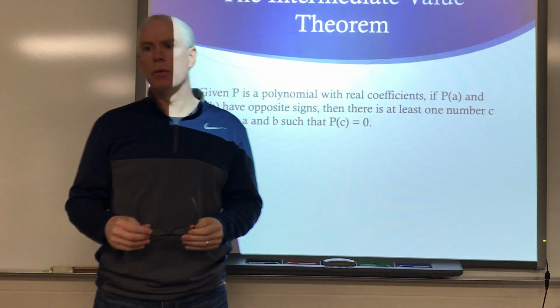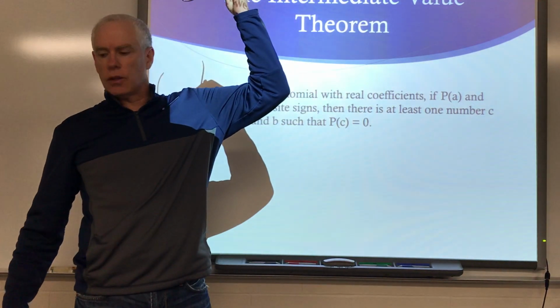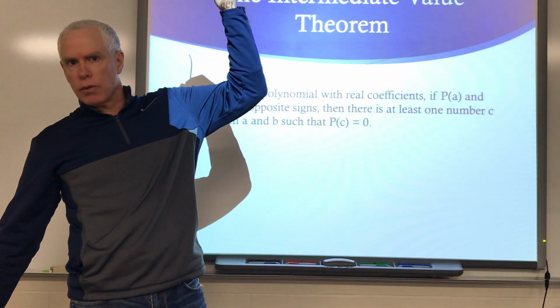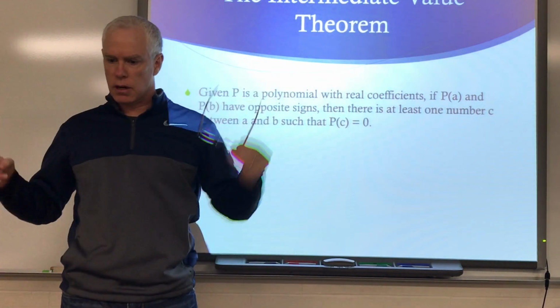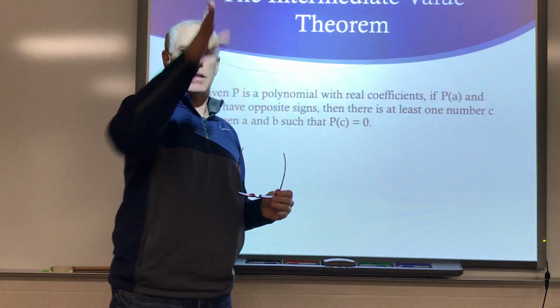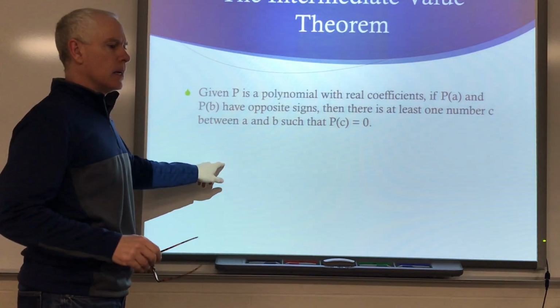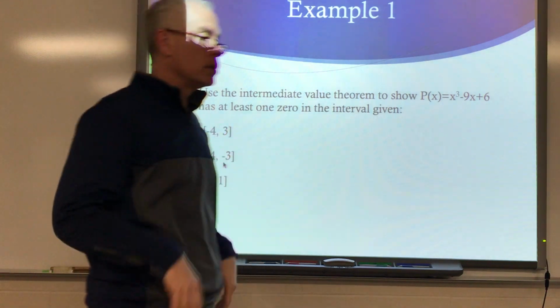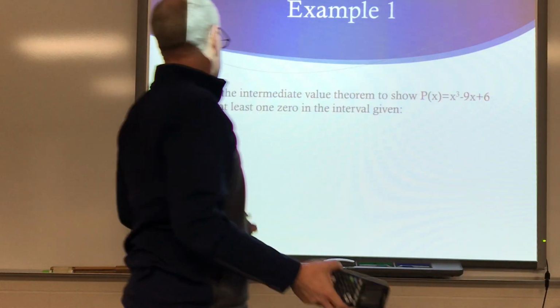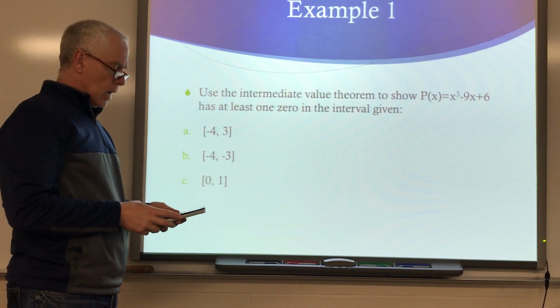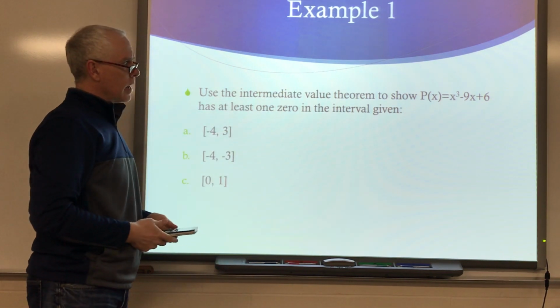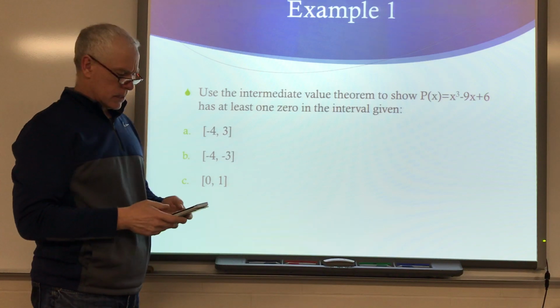So think of a cubic function that looks like this. So this value is negative when you evaluate it, this one's positive. Somewhere between here and here, there must be a zero because we cross the x-axis. That's all that's saying. So what I would do if I were you on this problem, use the intermediate value theorem to show that there's at least one zero. I would put that in your y equals x cubed minus 9x plus 6.